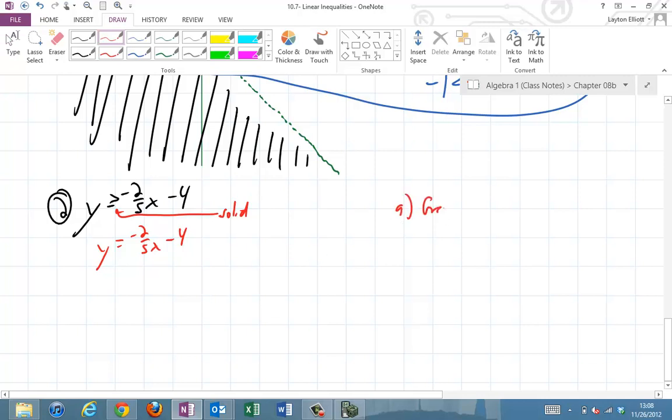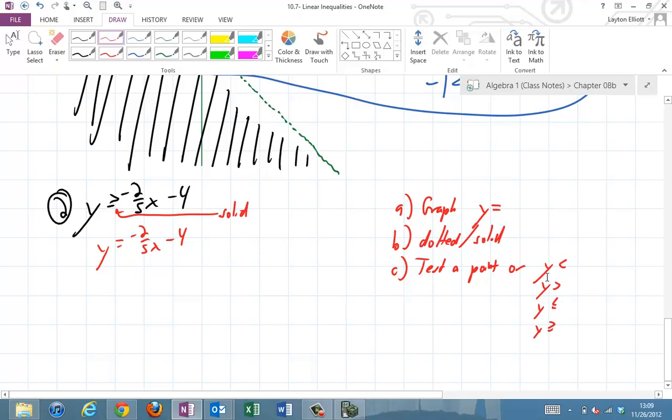Number 1, graph it as a y equals. Number 2, we're going to check if we do a dotted or a solid line. Number 3, we're going to test a point, or we're going to have it as y is less than, or y is greater than, or y is less than or equal to, or y is greater than or equal to.